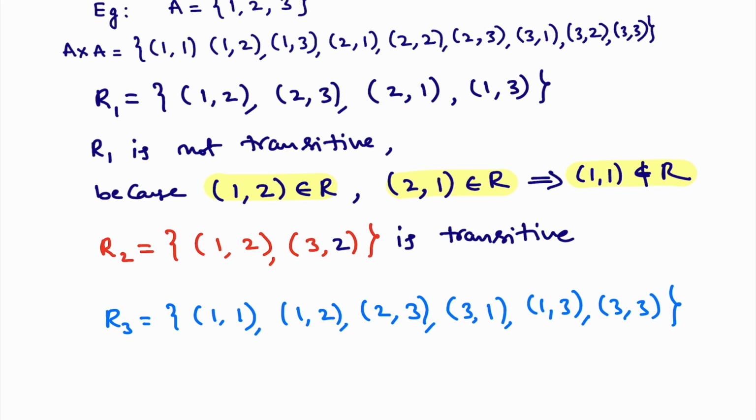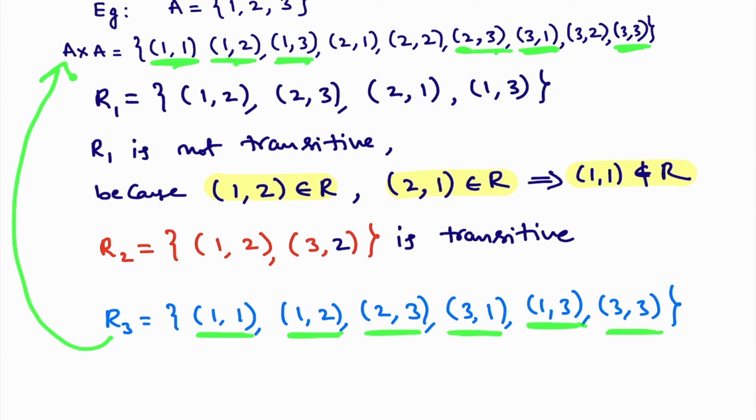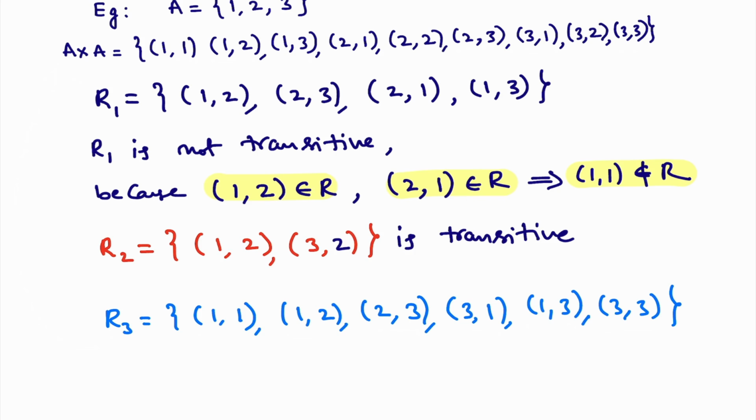Observe, I have taken one relation on set A. When we say this is a relation on set A, observe whether R3 is a subset of A cross A or not. 1 comma 1, yes, it is there. 1 comma 2, yes. 2 comma 3, yes. 3 comma 1, yes. 1 comma 3, yes. 3 comma 3, yes. R3 is a subset of A cross A. As R3 is a subset of A cross A, we can say that R3 is a relation on A. Now my question is, is this relation transitive or not?